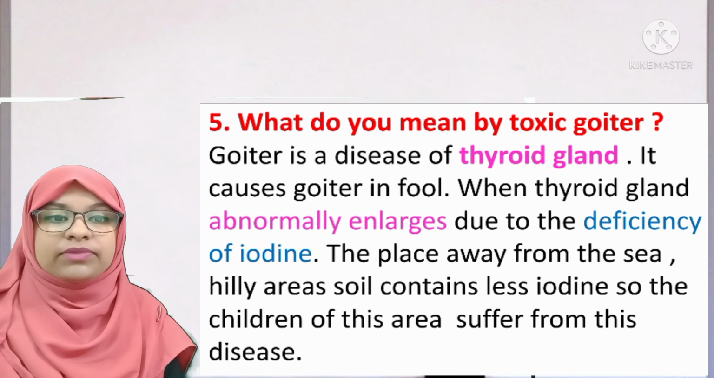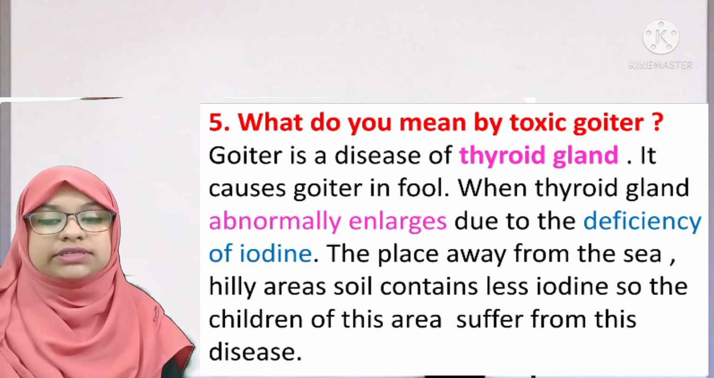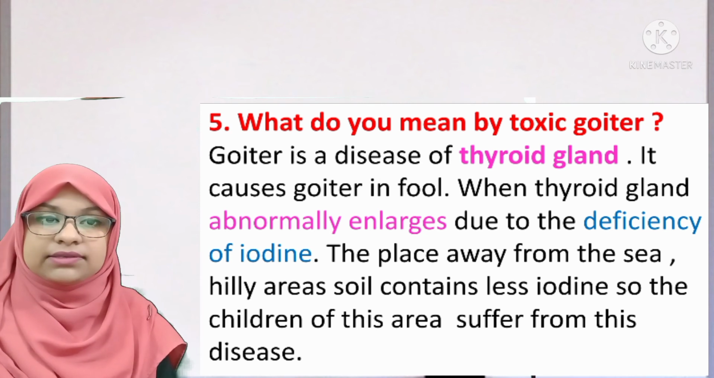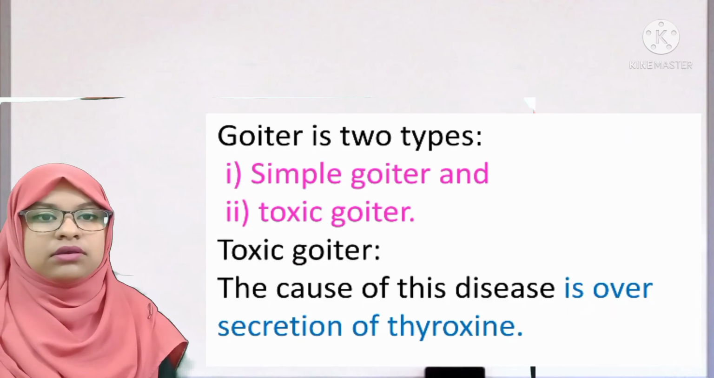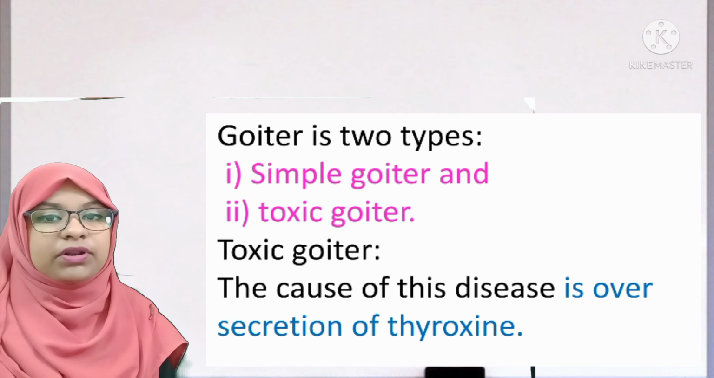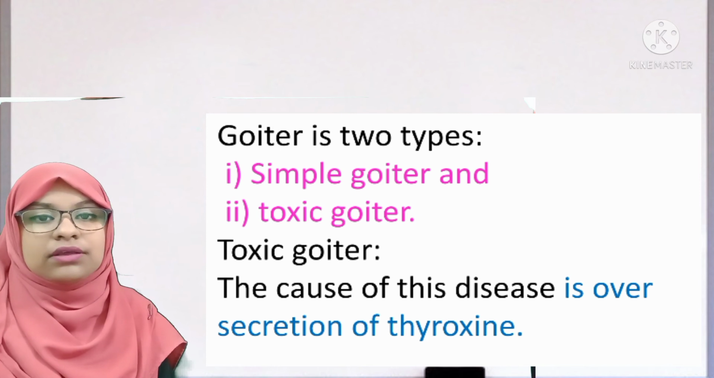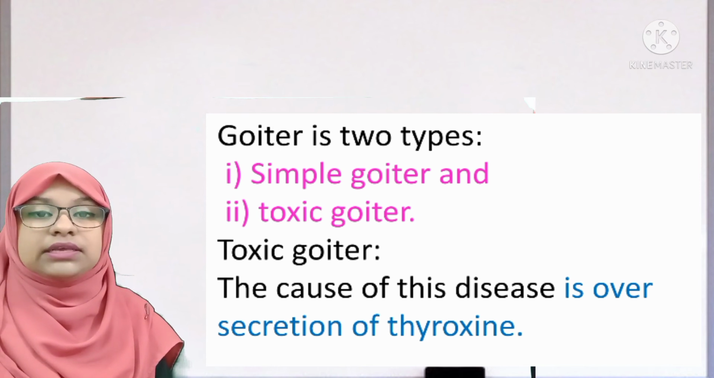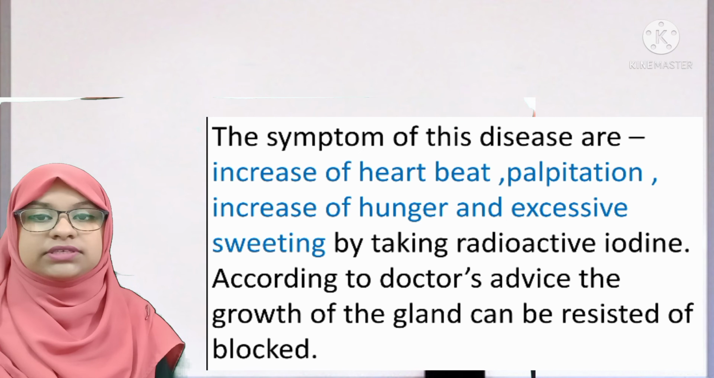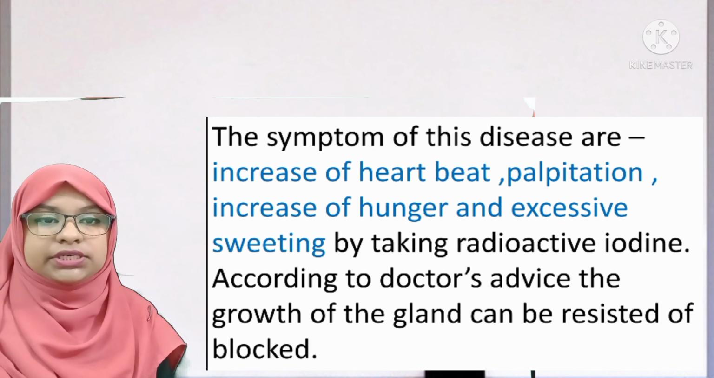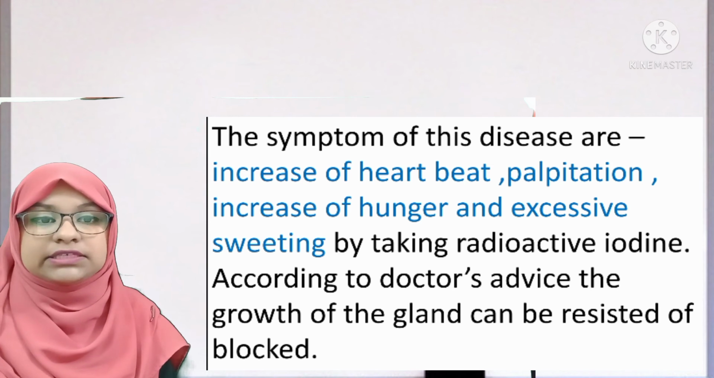In places away from the sea, and hilly areas, the soil contains less iodine, so the children of this area suffer from this disease. Goiter is of two types, simple goiter and toxic goiter. Toxic goiter means the cause of this disease is over-secretion of thyroxine. The symptoms of toxic goiter are increase of heartbeat, palpitation, increase of hunger and excessive sweating.